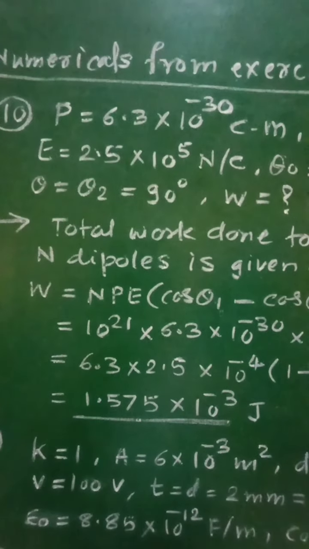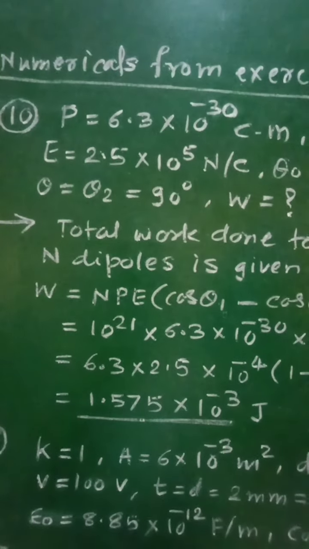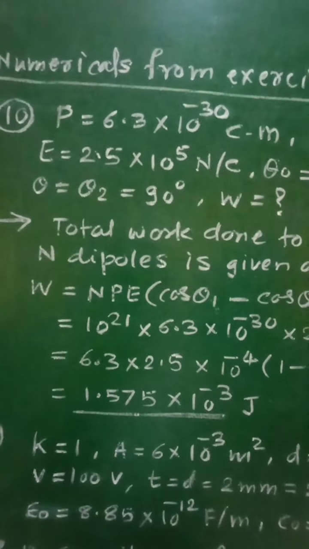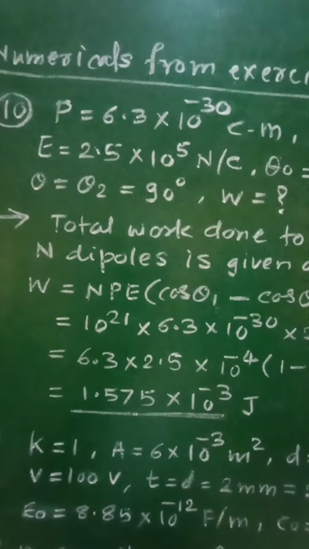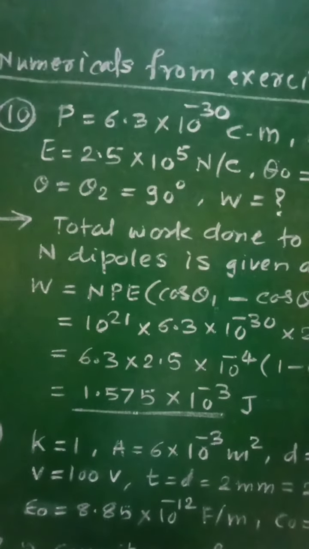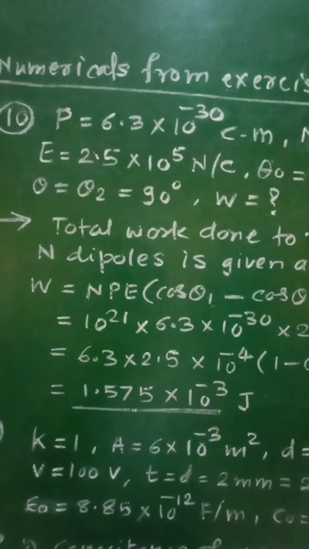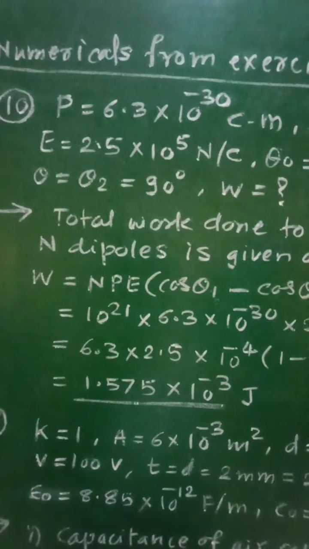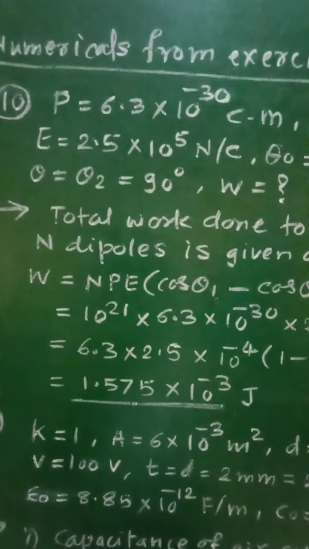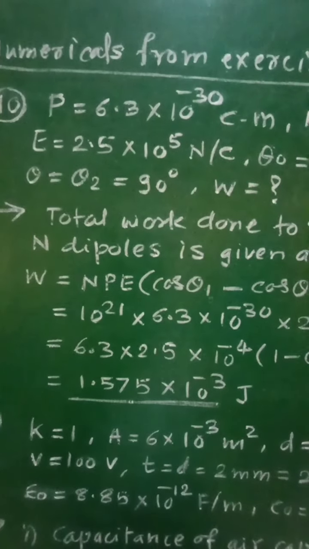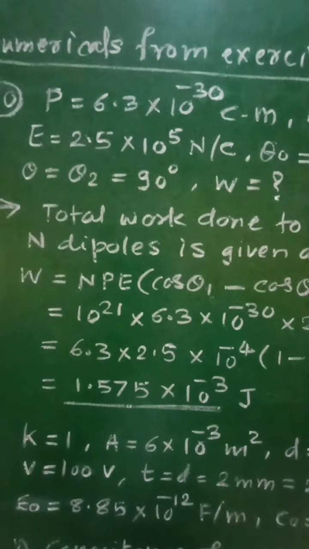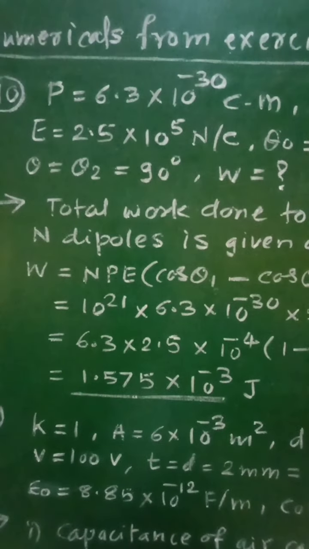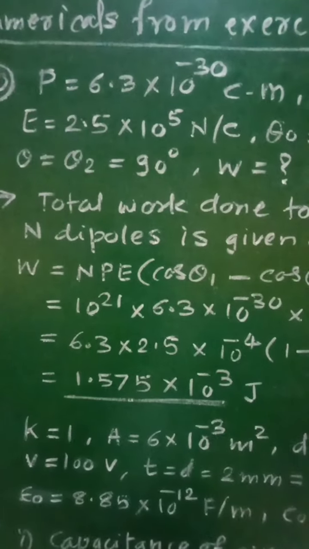30 coulomb meter. A sample of water contains 10 raised to 21 molecules whose dipole moments are all oriented in an electric field of strength 2.5 into 10 raised to 5 Newton per coulomb. Calculate the work to be done to rotate the dipoles from their initial orientation theta 1 equal to 0 to the orientation in which all the dipoles are perpendicular to the field, that is theta 2 equal to 90 degree.